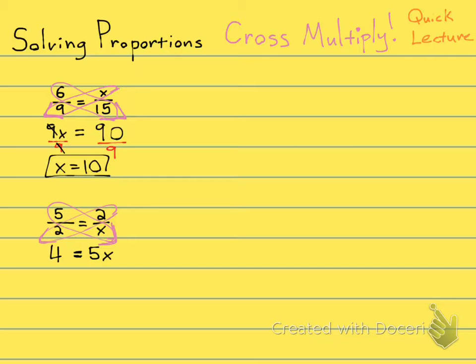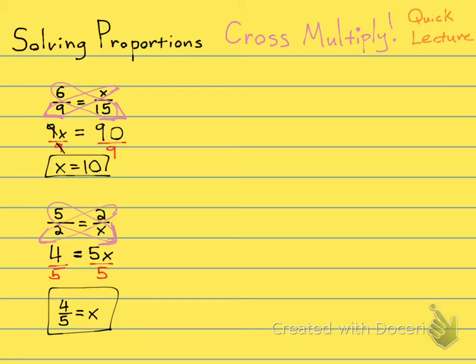And now, one more step to get this grumpy old x by itself is divide out the 5. And in this case, my answer is a fraction, 4 over 5. No big deal. I can have a fraction as an answer.